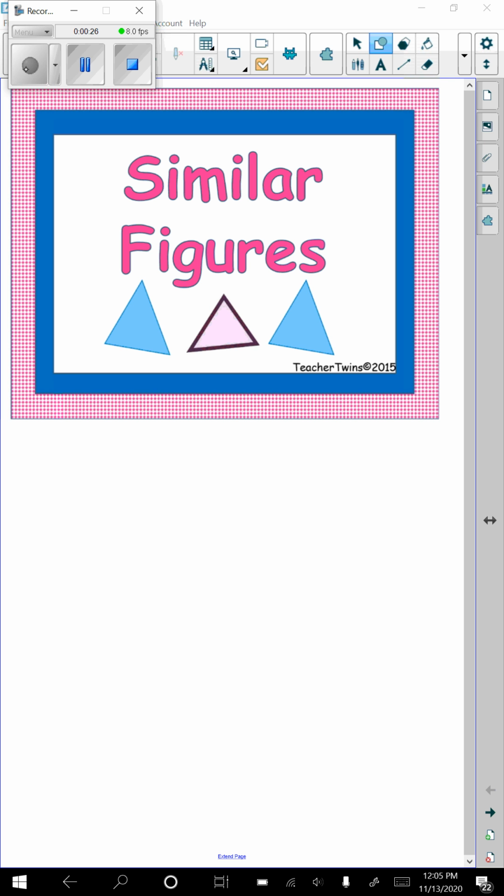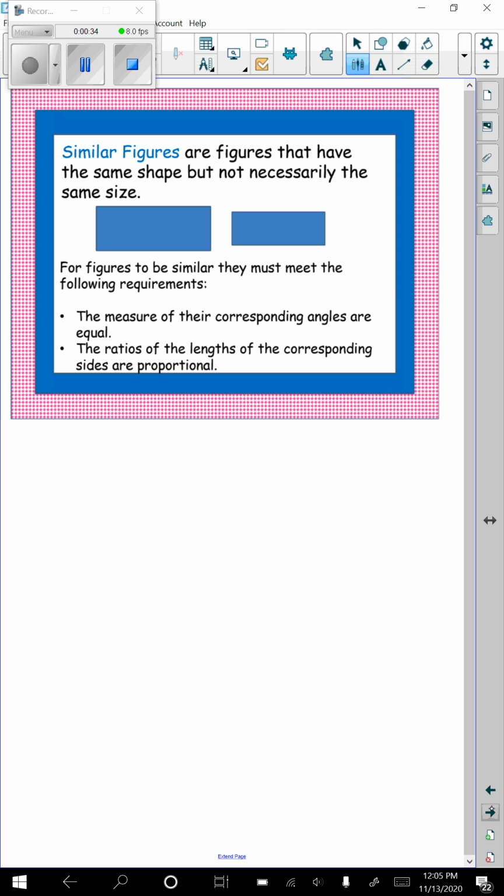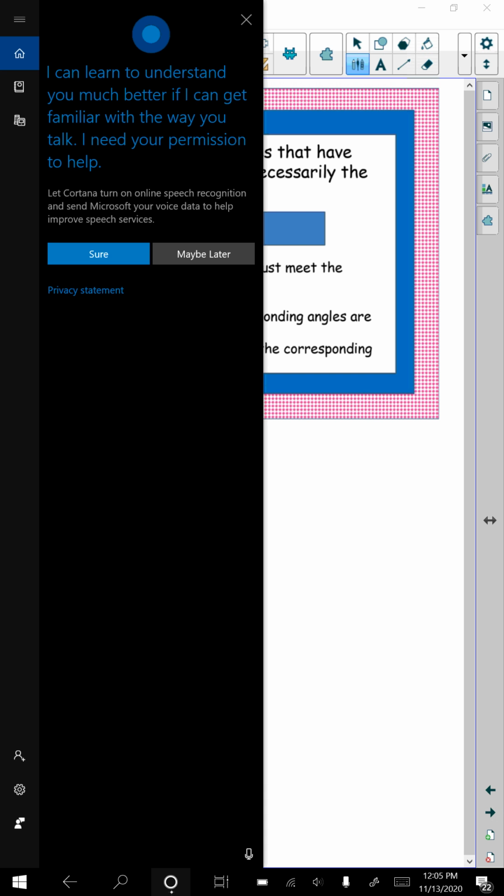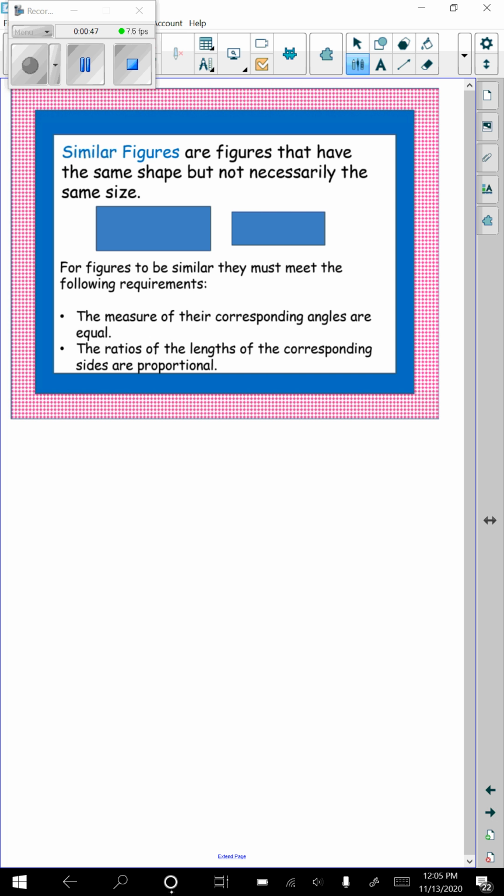But today we're going to be talking about similar figures. Okay, so definition of similar figures. Similar figures are figures that have the same shape, but not necessarily the same size. Some things you can underline: they have the same shape, but not necessarily the same size.